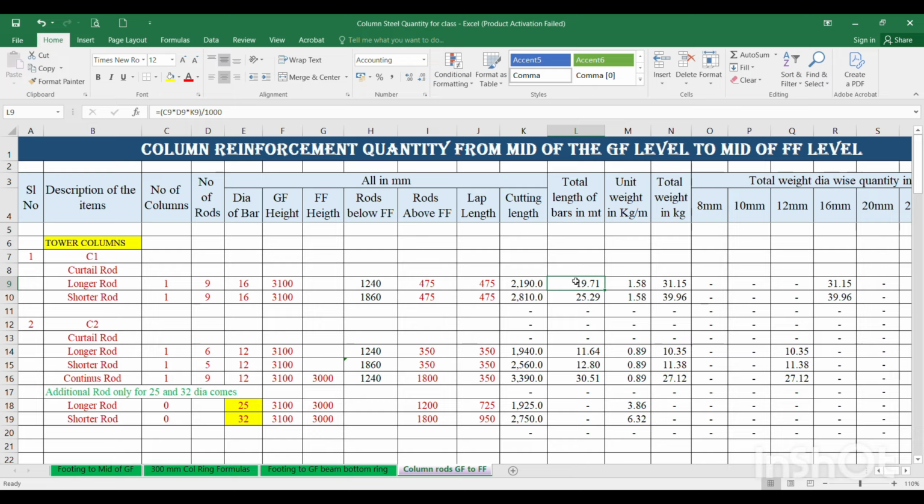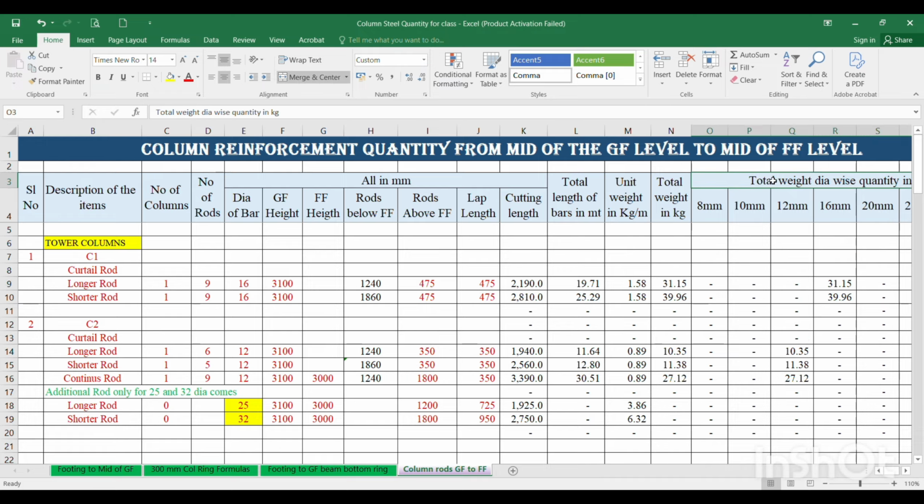Then total length is equal to number of columns multiplied by number of rods multiplied by this cutting length divided by 1000. Then all this millimeter is there, no? Then millimeter will convert into meter from here onwards. Then unit weight is there. Unit weight is equal to d square divided by 162. D is equal to our 16 mm dia. Then total weight is equal to this total length of bar in meter multiplied by unit weight. Then we will get the total weight in kg.